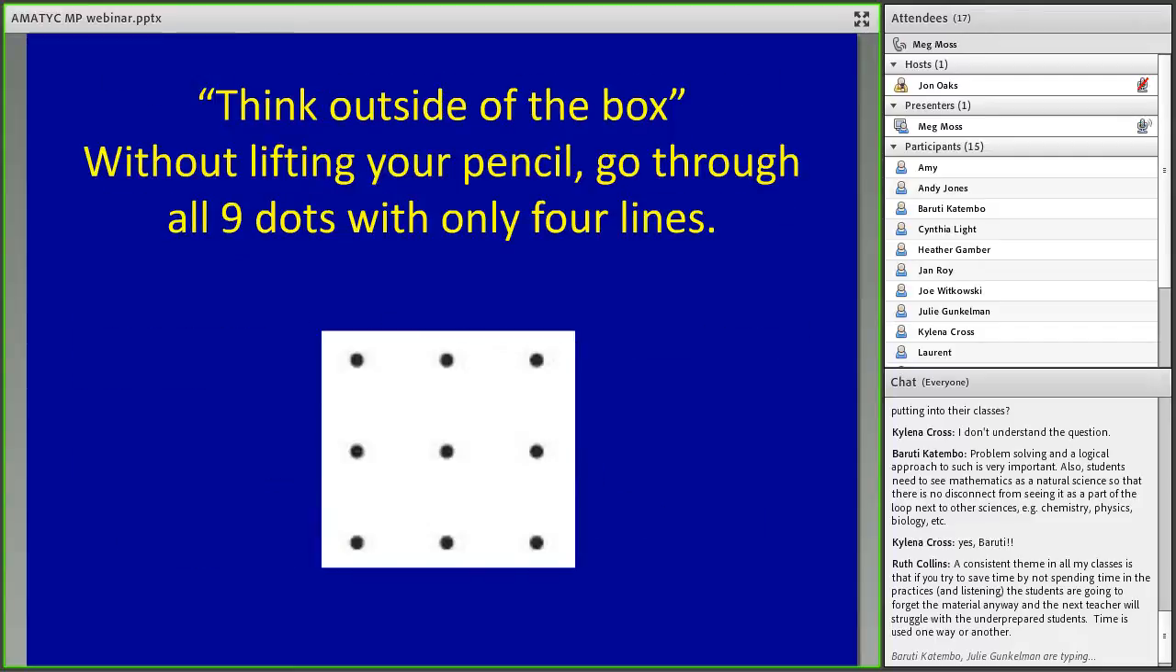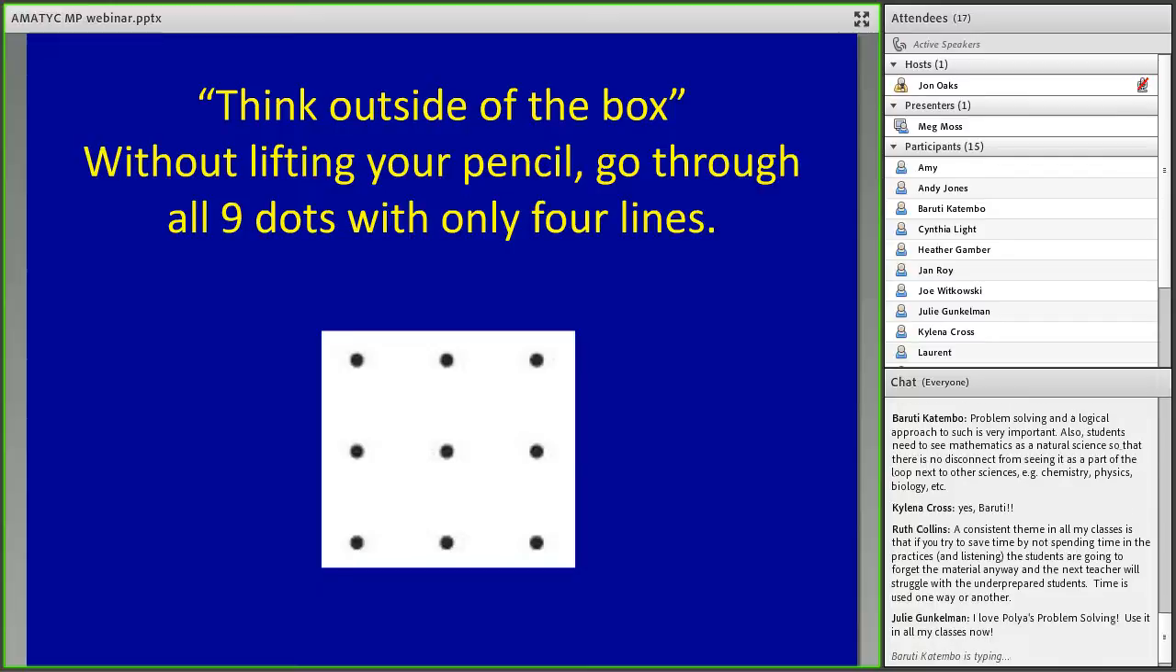I like this problem is related to mathematical practice one because somewhere I read something about thinking outside of the box, right? Students have to be able to think outside the box. I love this problem. Without lifting your pencil, go through all 9 dots, but you can only draw 4 lines. I'm not going to show you the solution. I'm going to let y'all play around with that one.